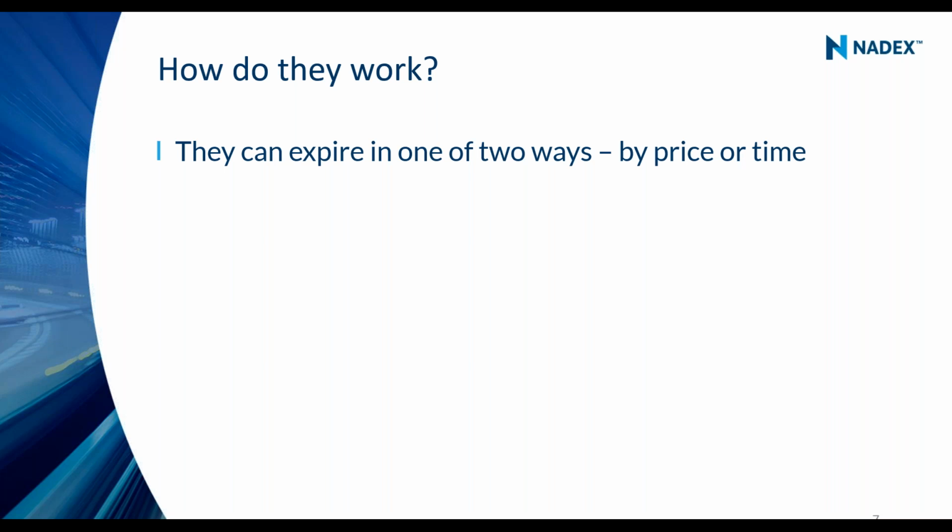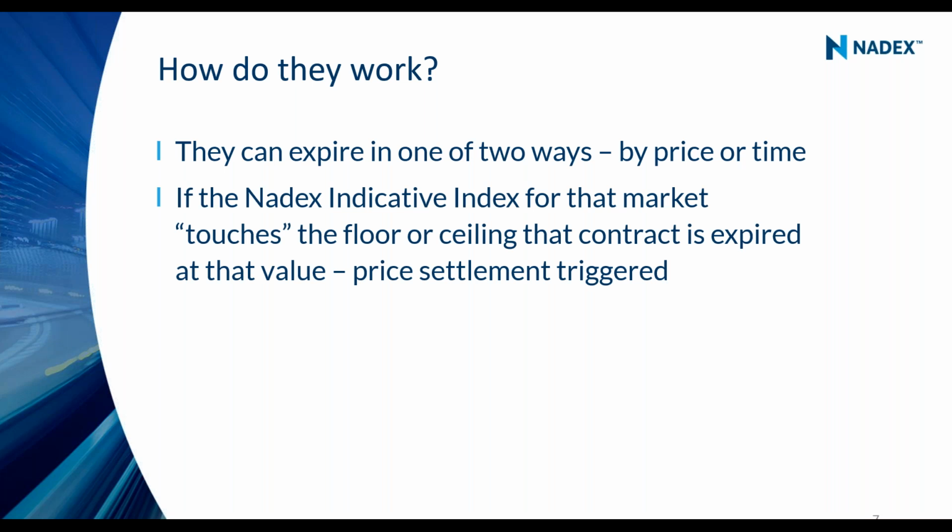Now, how do they work? A knockout will expire in one of two ways. It will settle in one of two ways, by price or by time. So let's first talk about a price settlement getting triggered. If the Nadex indicative index for that market, and we've got knockouts for indices, foreign exchange, and commodities, and I will show you all of that, were to touch either the floor or ceiling, you would get knocked out of the trade. It will settle.